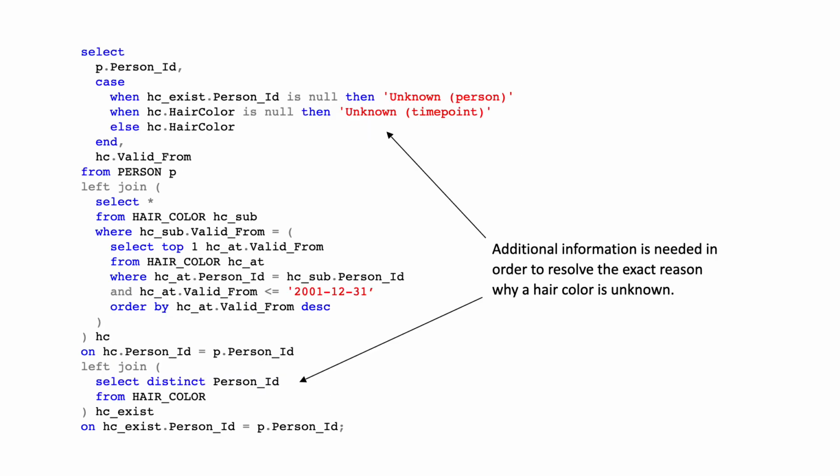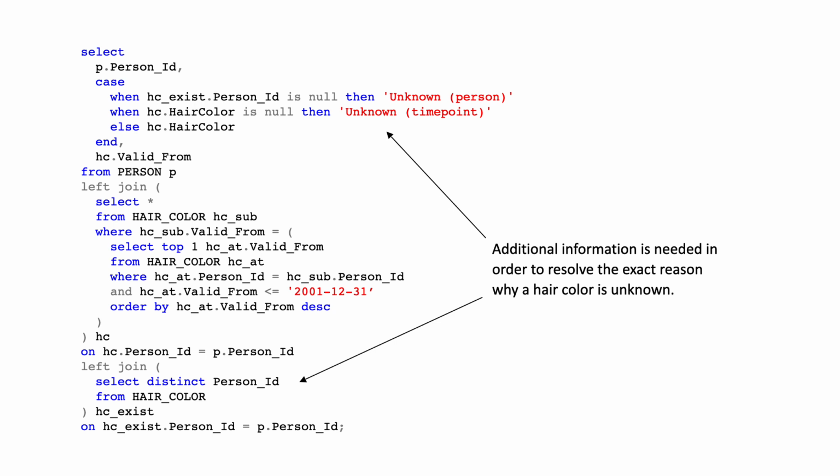So if you want to distinguish between these two different types of unknowns, you actually have to extend the query. So you have one query for which you find a single row for each person that exists in the table. You do an outer join to that table. And then you have to do another outer join against all the distinct person IDs that you have in the hair color table in order to deduce if this person exists at all in the hair color table. So in this case, you get 2 equijoins, and with that, you can actually deduce and distinguish between these 2 different types of unknowns. Is it an unknown person, or is it an unknown time point in this case?